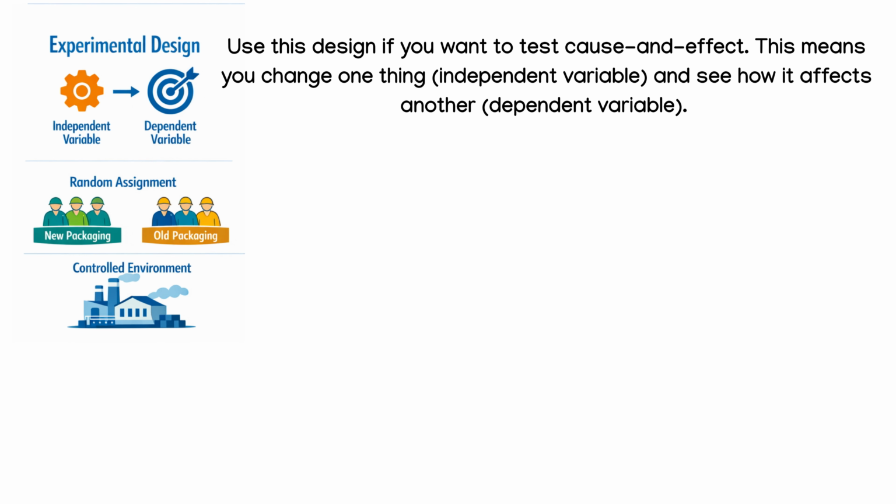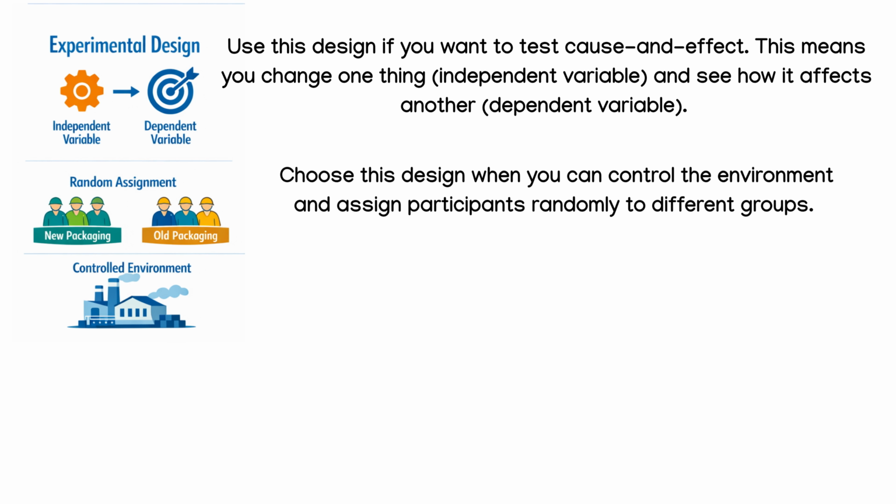How to choose a quantitative design. Experimental design. Use this design if you want to test cause and effect. This means you change one thing, the independent variable, and see how it affects another, the dependent variable. Choose this design when you can control the environment and assign participants randomly to different groups.